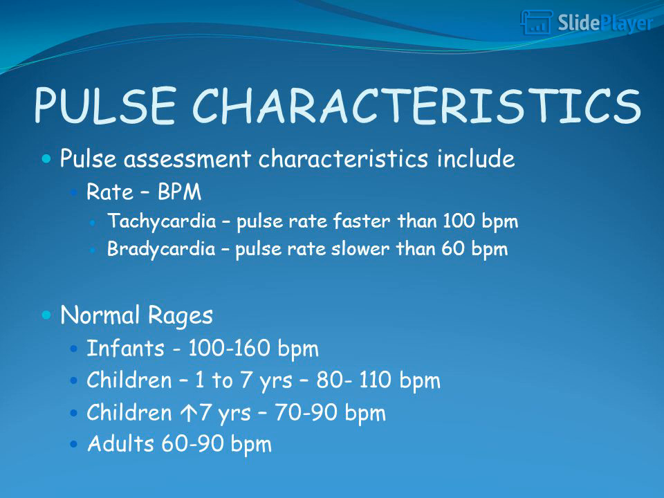Normal ranges. Infants, 100 to 160 BPM. Children, 1 to 7 years, 80 to 110 BPM. Children over 7 years, 70 to 90 BPM. Adults, 60 to 90 BPM. Rate, beats per minute, count for 15, 20, 30, or 60 seconds.